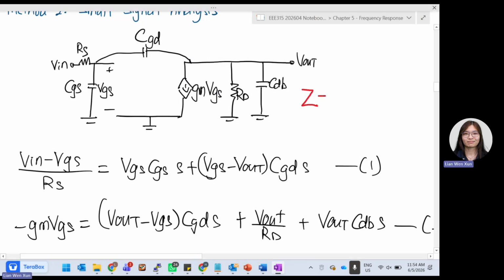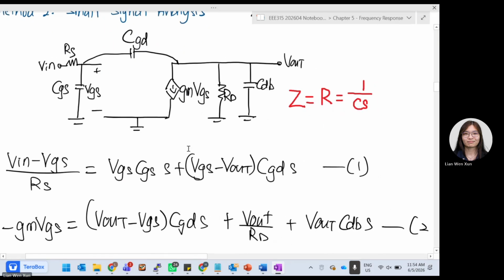For a resistor there is no frequency dependence, the impedance is just R. But for a capacitor, it is 1 over CS. So here it is actually V over Z, but this Z is 1 over CS, so it becomes VGS times CGS S directly. So that is the current that flows down. And then what is the current that flows to the right-hand side? It will just be VGS minus V out, over Z of your CGD, which now is just CGD S. So you come up with the first equation already.